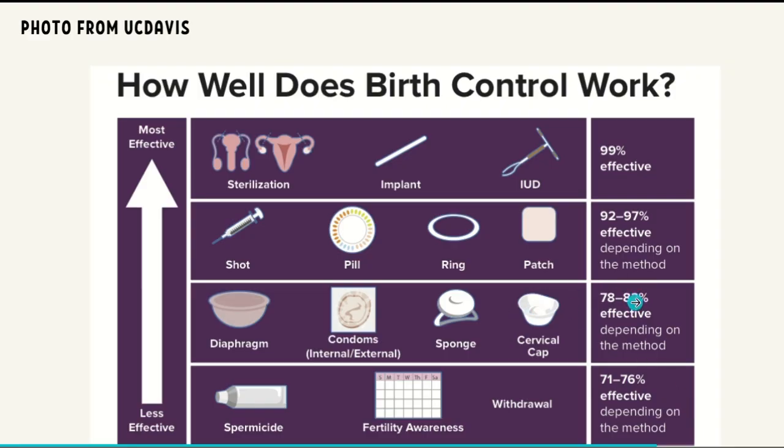And then this next round is 78 to 82% effective, depending on the method. So you have the cervical cap, the sponge, then the condom, that one is external, and then you have the diaphragm, and these would actually go inside of the vagina. And then at 92 to 97% effective, you have the patch, the ring, the pill, and you also have the shot.